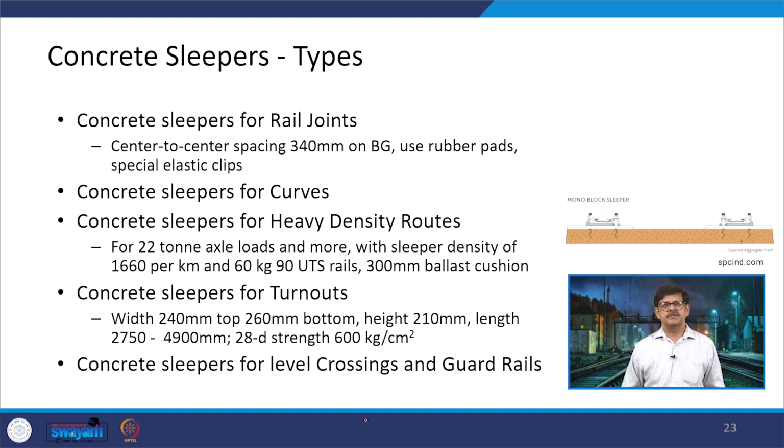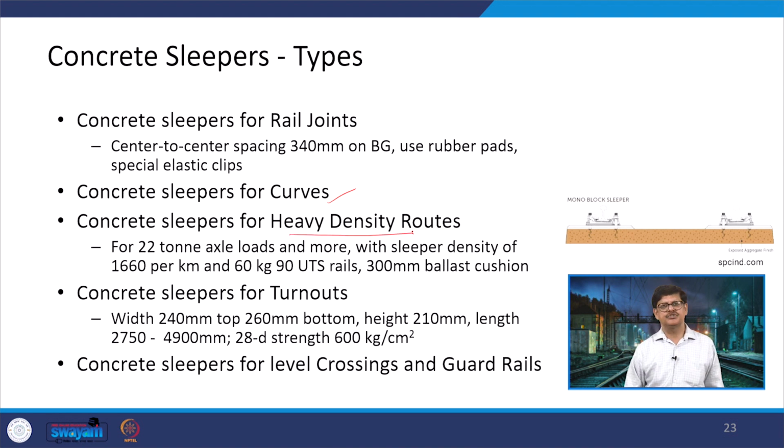Now, the concrete sleepers are also being used at different locations, but when we are using them at different locations there are a few things which need to be taken care of. So, what is being written here is the first one, the rail joints. In the case of rail joints, the center to center spacing is being taken as 340 mm on the broad gauge. The rubber pads need to be used. Along with that, the elastic clips are also required to be used. And similarly, in the case of curves, we have to maintain the levels, we have to maintain the gauge at that point. So, those types of fastenings are required.